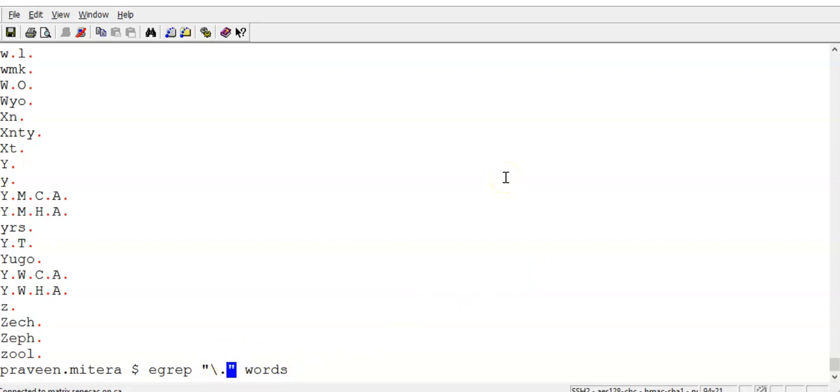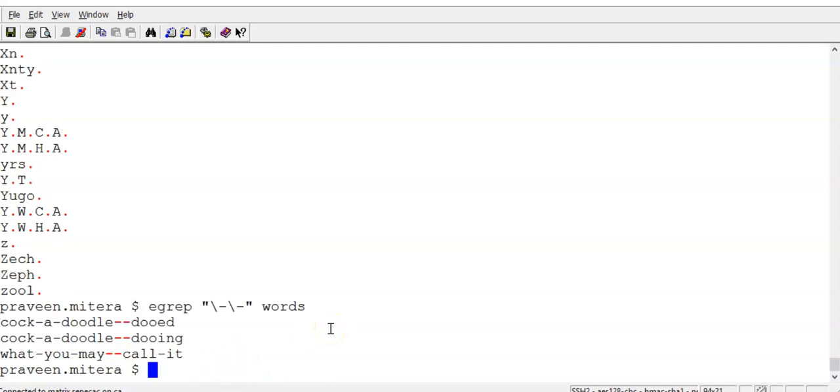If I'm looking for a dash, maybe I'm looking for 2 dashes, so I'm going to have to do backslash and a dash, backslash and a dash, because this will say look for a dash. This will again say look for a dash. And now if there is any line with 2 dashes, that's what's going to come up, at least 2 dashes. All right.